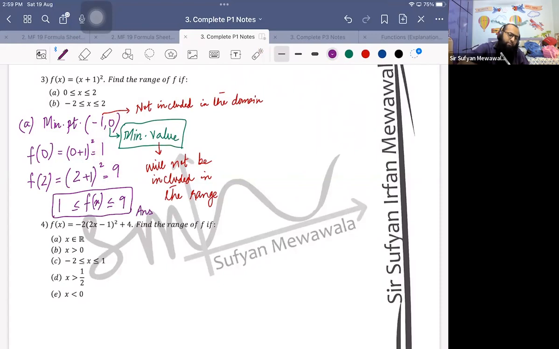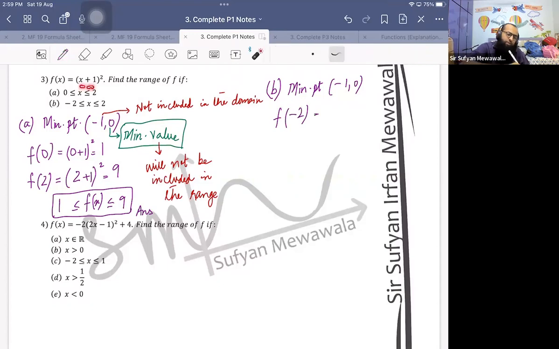Now, if we look at part number B, the first step, we'll find the minimum point, which is (-1, 0). Then we substitute the end points. Step number 2, we substitute -2. So -2 plus 1 is -1, whole square is 1. And if we substitute 2, then 2 plus 1 whole square is 3, 3 squared is 9. Substituting -2 gives us 1, substituting 2 gives us 9.